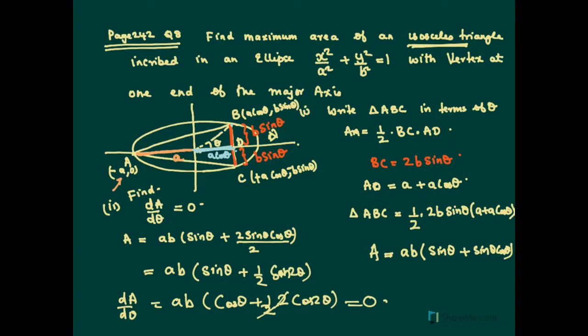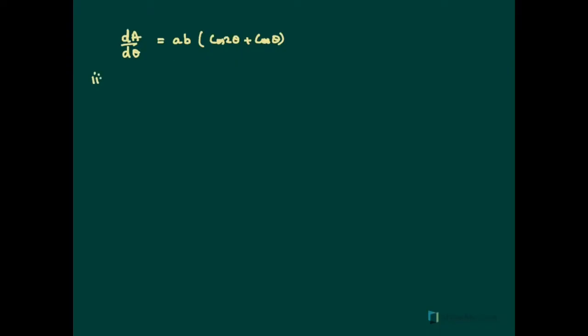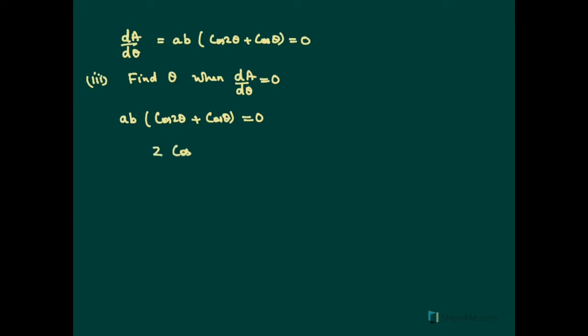We are going to use the cos C plus cos D formula. Now let us use that formula, cos C plus cos D. So find theta by putting dA by d theta equal to 0. To put dA by d theta equal to 0, you get AB into cos theta plus cos 2 theta. We have already found that. Now use cos C plus cos D. So you will get 2 cos (C plus D) by 2, so 2 cos (2 theta plus theta) by 2 into cos (2 theta minus theta) by 2 equal to 0.